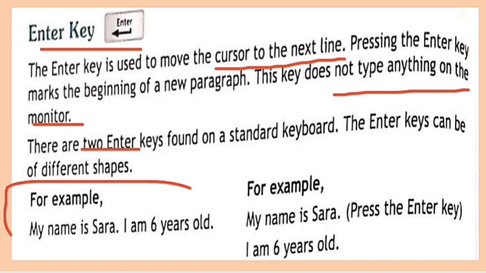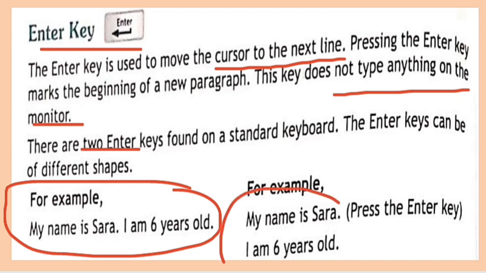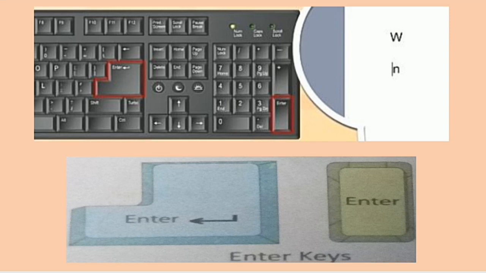Here an example is written: if you are writing I am Sarah, I am 6 years old, I study in Rama Bharati Public School, without pressing the enter key, that means you are writing in a single line. But if you want to write my name is Sarah, and in the next line, I am 6 years old, then after my name is Sarah, you have to press the enter key. Then you are able to write I am 6 years old in the next line. I hope it's clear.